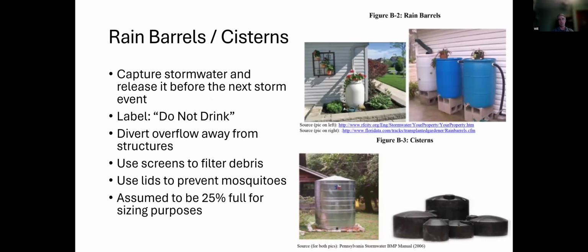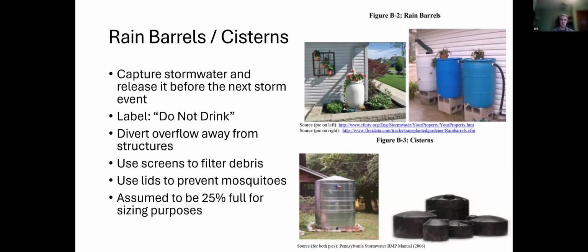So just to step through each of these, rain barrels and cisterns are designed to capture stormwater and hold it. And then the idea is that you use that stormwater for irrigation or for other purposes before the next storm event. So you're capturing at least that first inch of runoff where most of the stormwater pollution impacts are from, and you're preventing it from going into the town stormwater system or into the road where it could cause flooding or other issues.